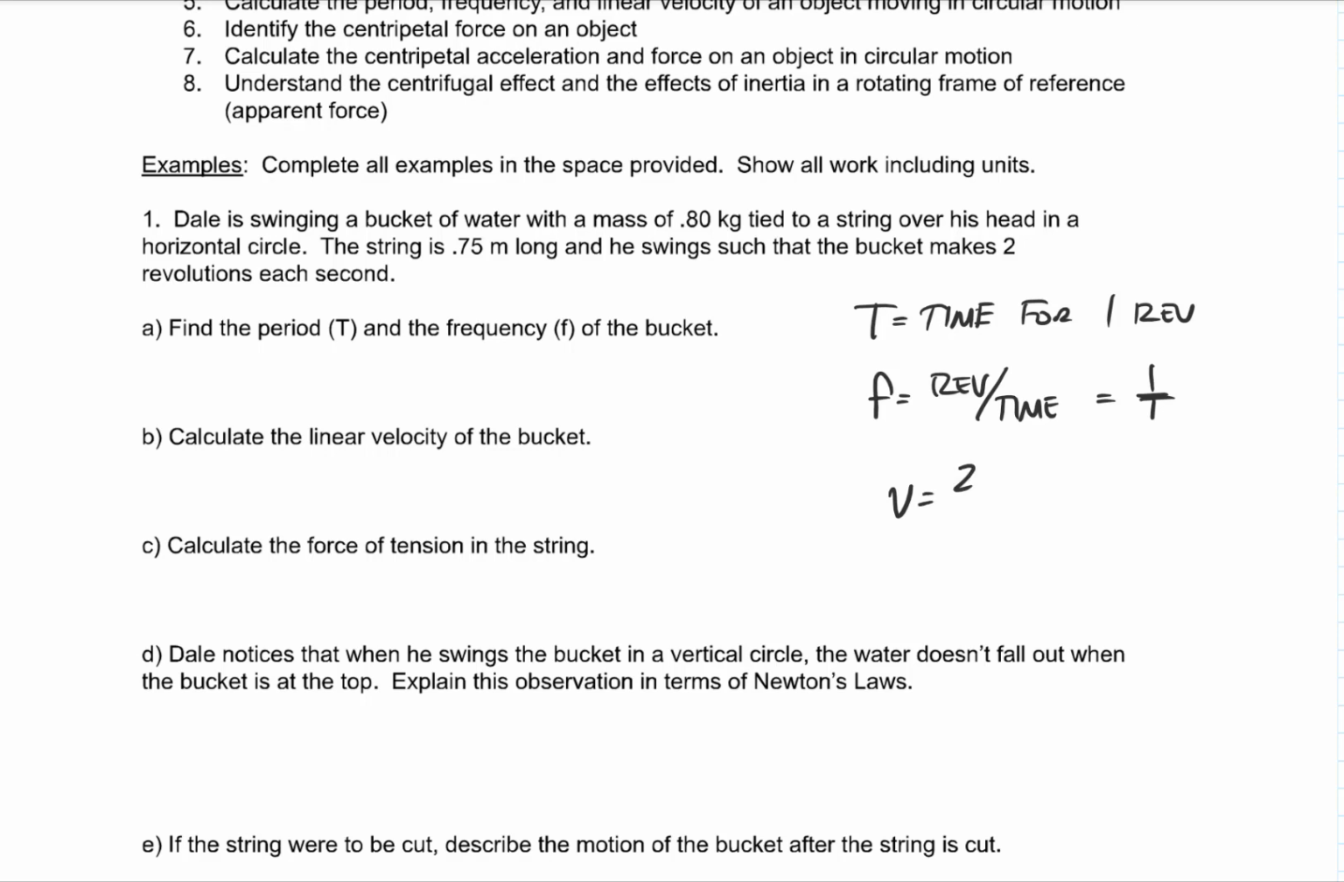If we're moving in a circle, the distance around the circle once is the circumference, 2 pi r. And if we divide that by the time it takes to go around the circle once, it's going to give me the velocity. Or I could use frequency to calculate that. 2 pi r is the distance in a circle, and T is the time it takes to go around the circle once.